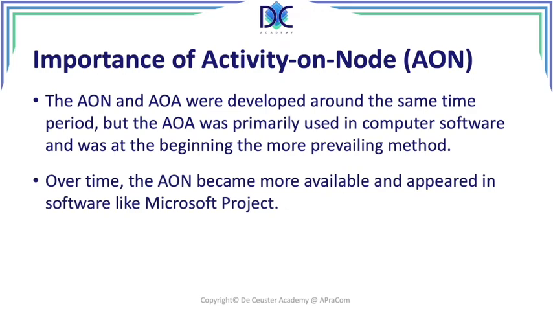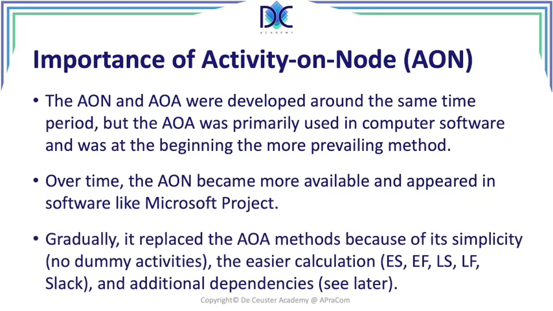Now, it started to appear in more available software like Microsoft Project. When you go to Microsoft Project and you draw the schedule, you can find the scheduling or the network diagram. You see that it will be represented as an activity on node diagram, not like a PERT or an ADM diagram. It replaced the activity on the arrow methods because of the simplicity. Like I said, there are no dummy activities. The calculations are easier, certainly manually, and we have additional dependencies. We will talk about that later. We can also have different dependencies in the activity on the arrow method, but it becomes more complicated. It's easy to do it in activity on the node networking techniques.